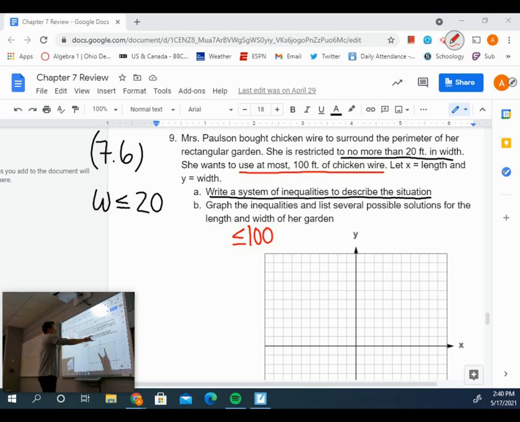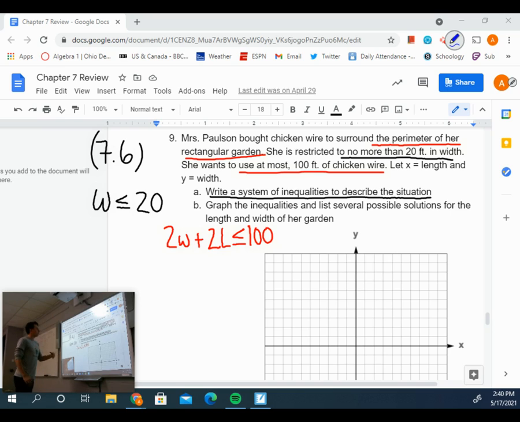And what is she using that 100 feet of chicken wire for? Well, we have to go back to the first sentence. She's making a perimeter of a rectangular garden. So she only has 100 feet to make this perimeter. Well, what's the perimeter of a rectangle? 2w plus 2l. That comes from the idea that a rectangle has two widths and two lengths, if we think about the different sides of a rectangle.